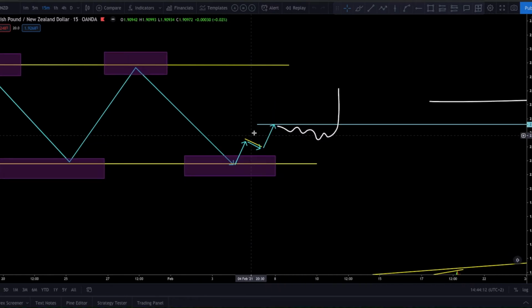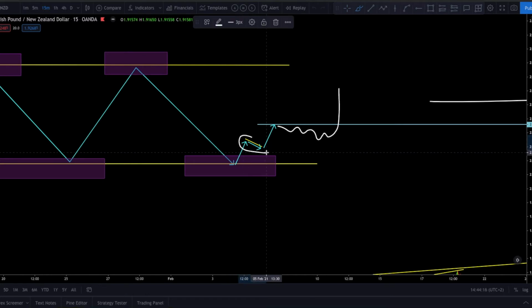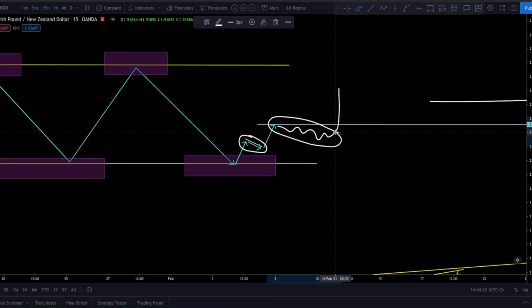first got the 1 minute correction, and then you got the 5-minute correction. So now, which means you're gonna get another 5-minute impulsive move, which means the 100% of that move will be the total move of this.